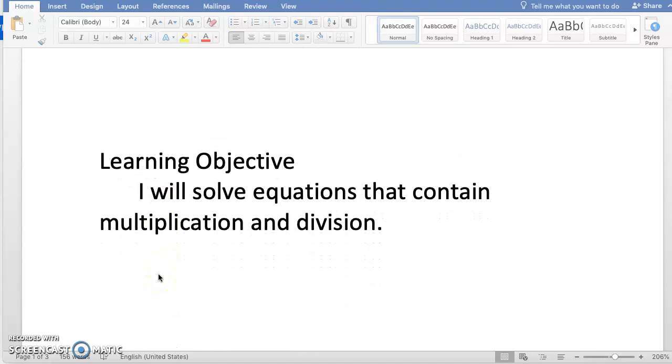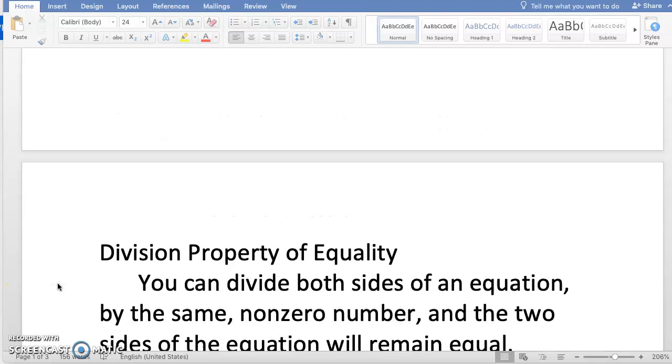Your learning objective for this lesson is, I will solve equations that contain multiplication and division. Make sure you get that in your notes. Our learning objective is, I will solve equations that contain multiplication and division. Remember that you can pause the video or rewind as many times as you need to so you can get all of this written in your notes.